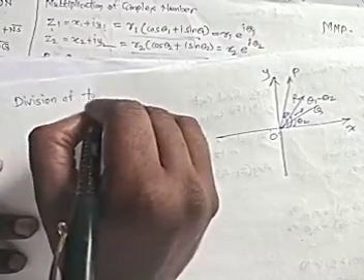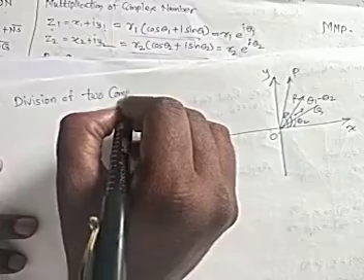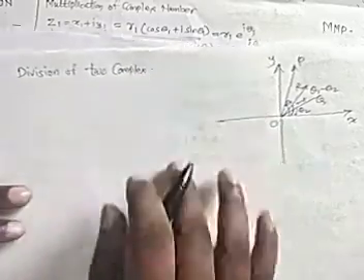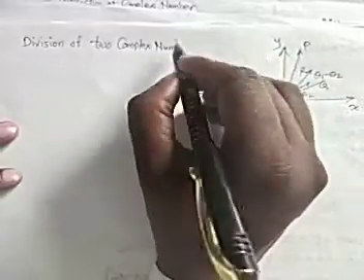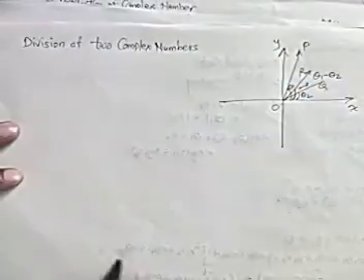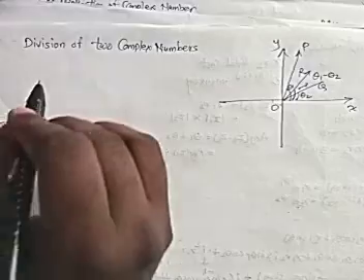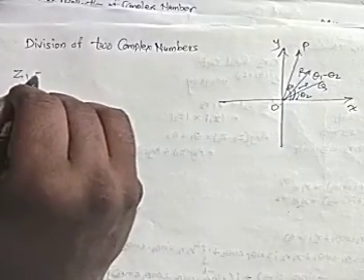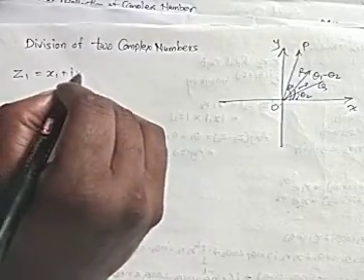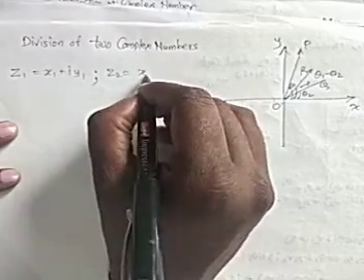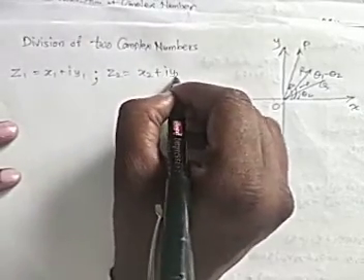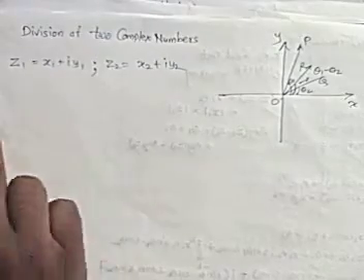We will have a particular form as the division of two complex numbers. So consider two complex numbers: Z1 is equal to x1 plus I times y1, and Z2 is equal to x2 plus I times y2.